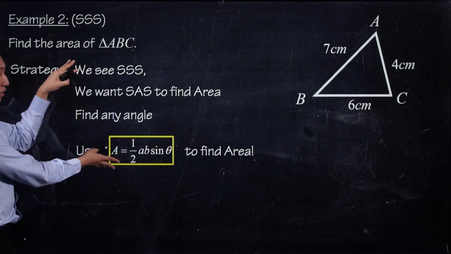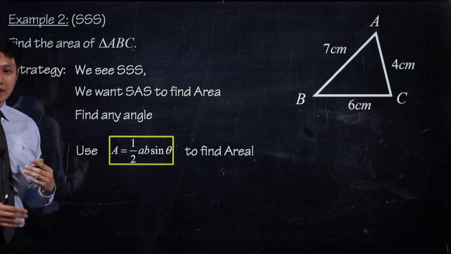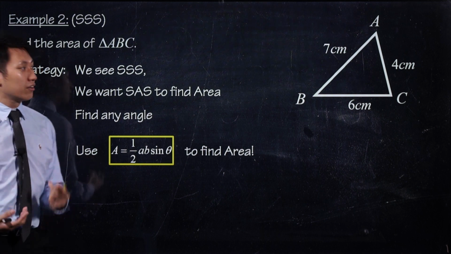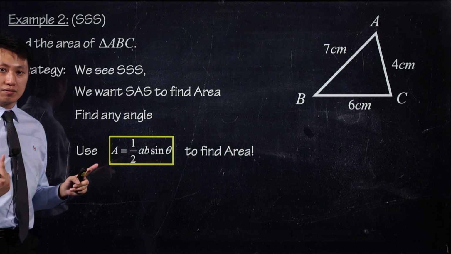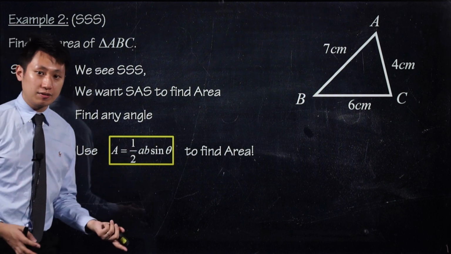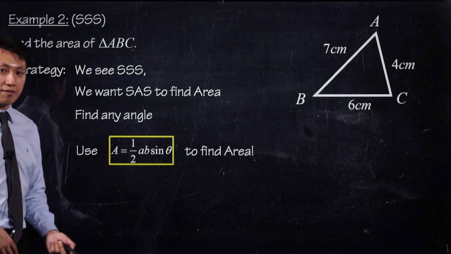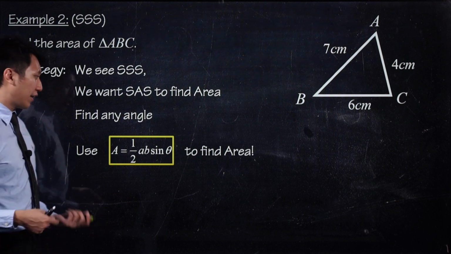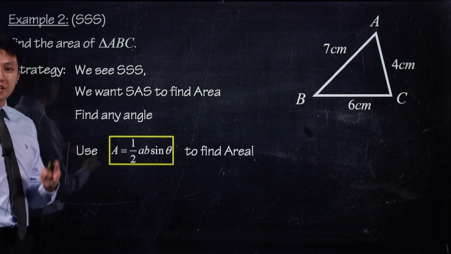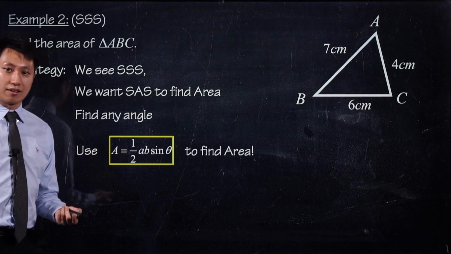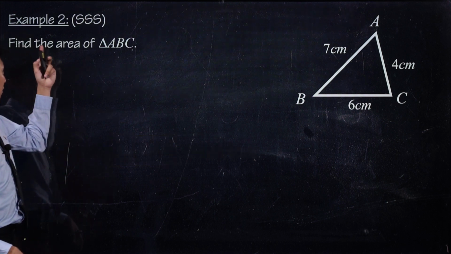This one you are not supposed to write in the exam, but it's the way that you should think. I see this one, what should I think of? I see that one, what should I think of? Then what's the next step? How do I do it, using what formula? This is a good way to train your brain and how to think. Good. So now, find the area of this one.